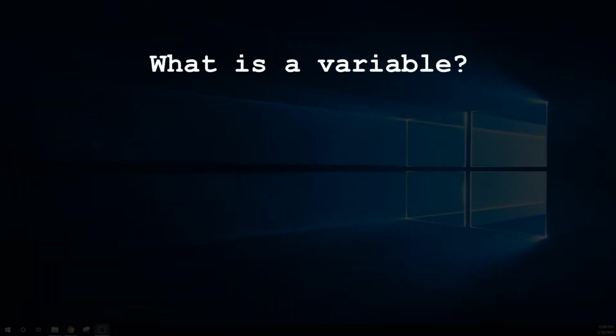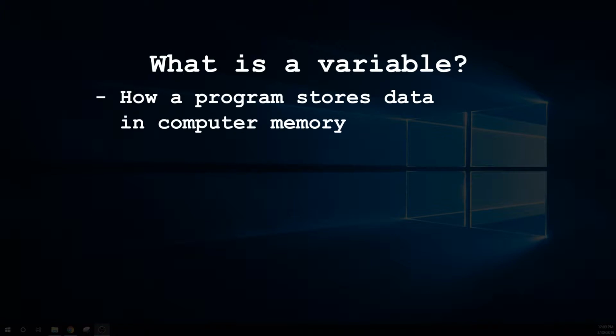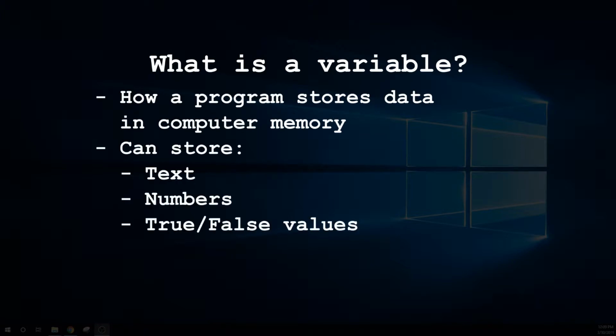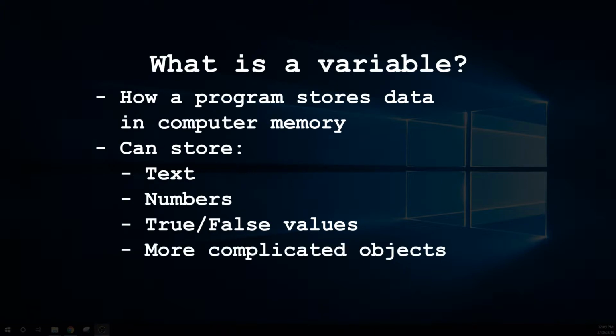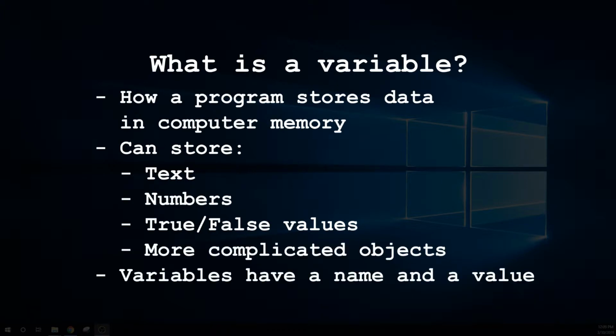First, let's talk about what a variable is. A variable is how a program stores data in the computer. Variables can store text or numbers, true or false values, or even more complicated objects and lists. To put it simply, variables have a name and a value. The name refers to a particular place in memory that is used to store and retrieve the data value.